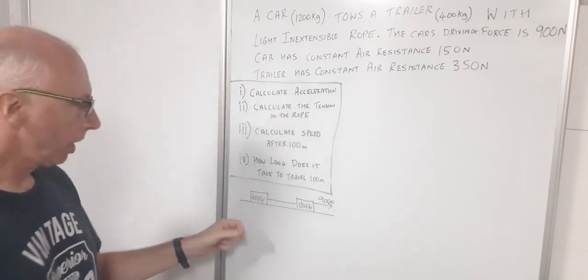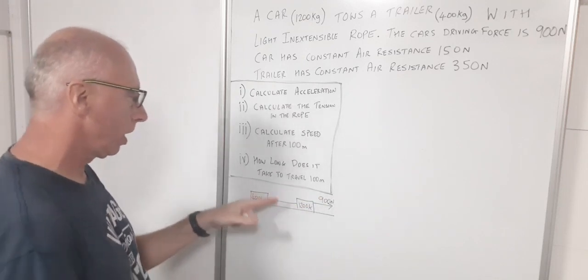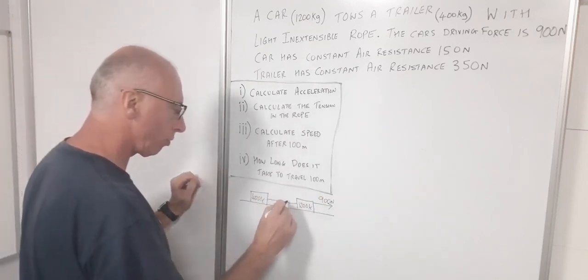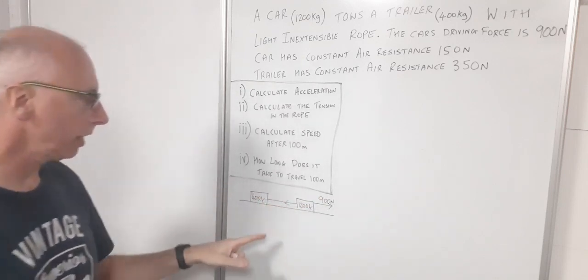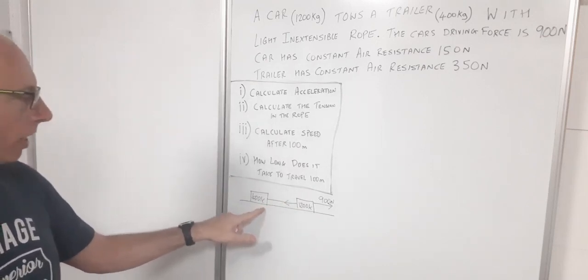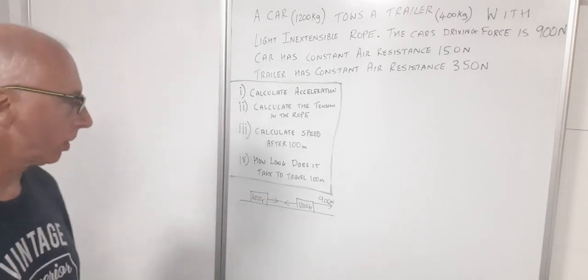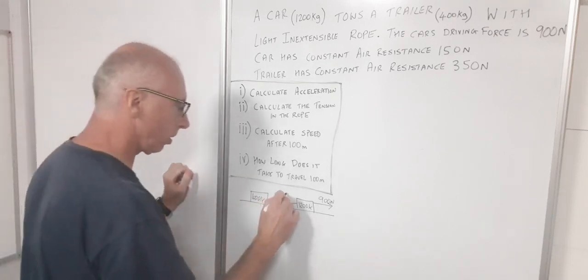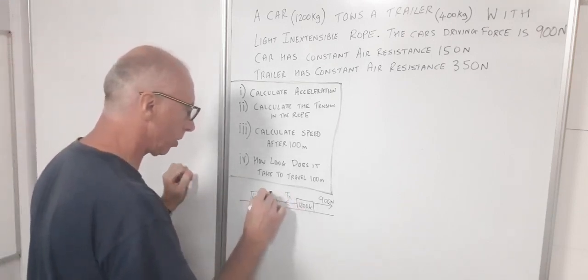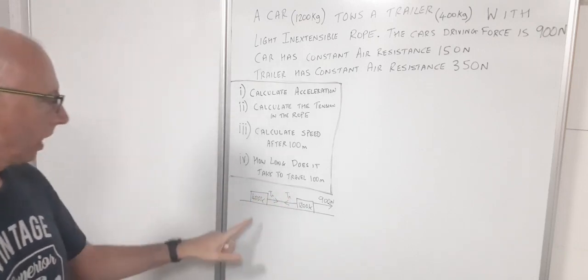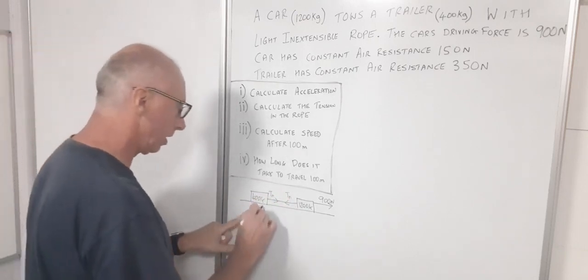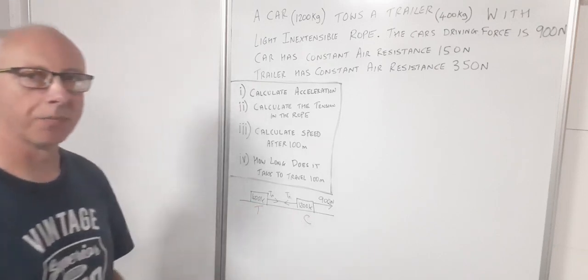Now the rope, as the rope is being pulled from the car towards the trailer, the tension is in this way. And from the trailer towards the car, the tension is going in this direction. So these two are what we call the tension. So let's put T N for tension. This represents the trailer. This represents the car.